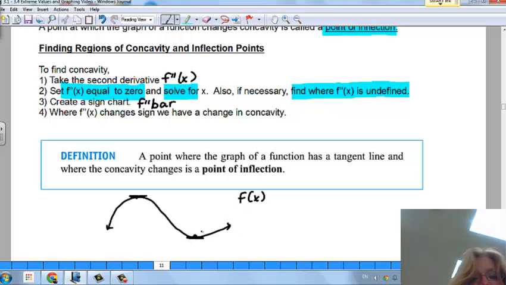Now, if I want to know the point of inflection on f of x, do you see how it's concave down to about here, and then it switches concavity, now it's concave up? Well, this point right here is what our point of inflection would be, the point where it changes from concave down to concave up. So it's basically a change in concavity.